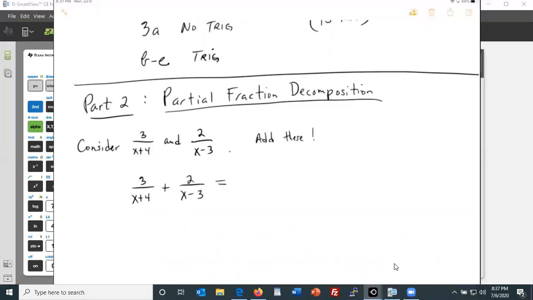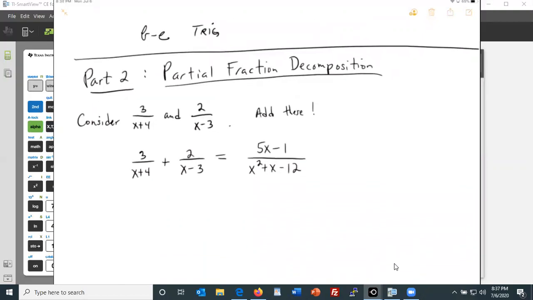And remember, you'd have to get a common denominator for these, but I'm going to skip that. I'm just going to give you the final answer to this. If you add these together, it's 5x minus 1 over x squared plus x minus 12. So you would need to get a common denominator of x plus 4 and x minus 3.